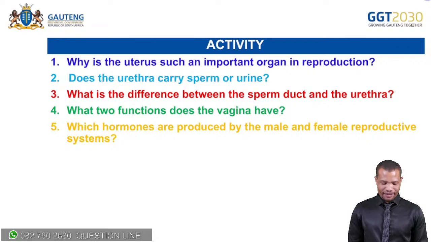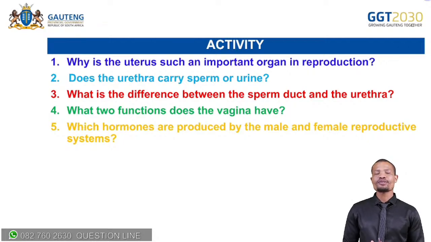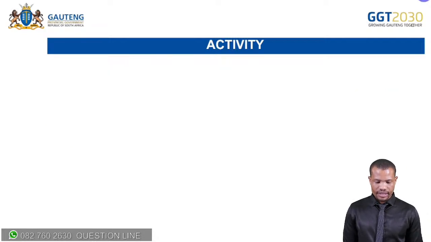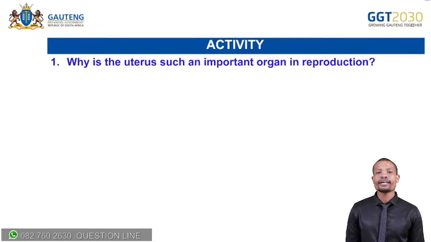All right, learners, welcome back. I hope you were able to answer these 5 easy questions. Now, if you were paying attention to the lesson, it should have been easy to answer these questions, right? But in any case, let's discuss the answers together. Right. So first question, why is the uterus such an important organ in reproduction? What do you guys think? I'm very interested in your answers. Anyone?